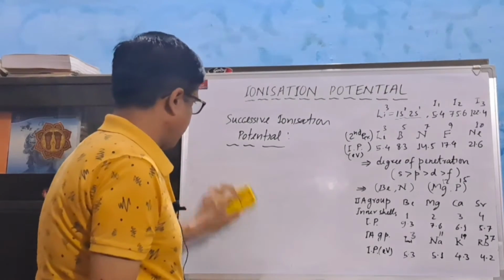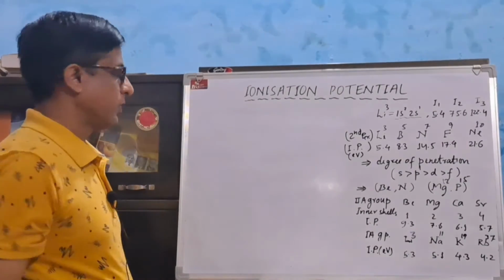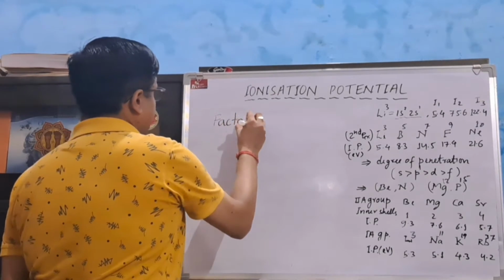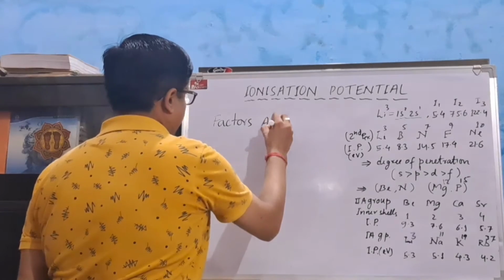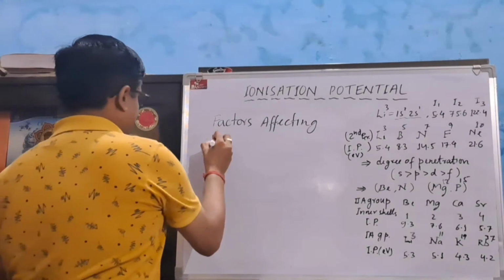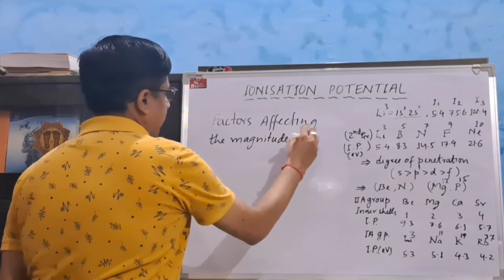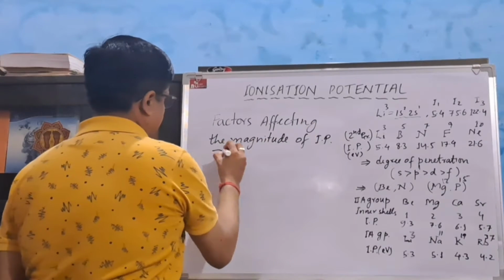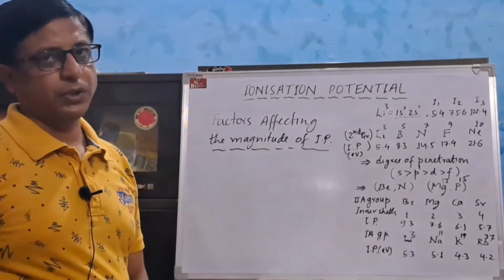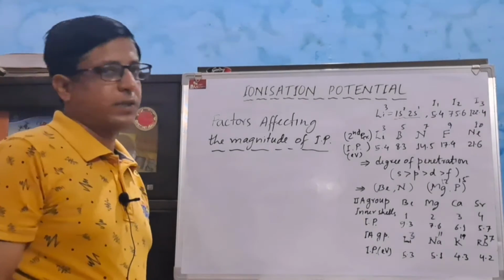Next, I shall discuss the factors affecting the magnitude of ionization potential and its periodic variation. What are the factors which affect the magnitude of ionization potential and what is its periodic variation?